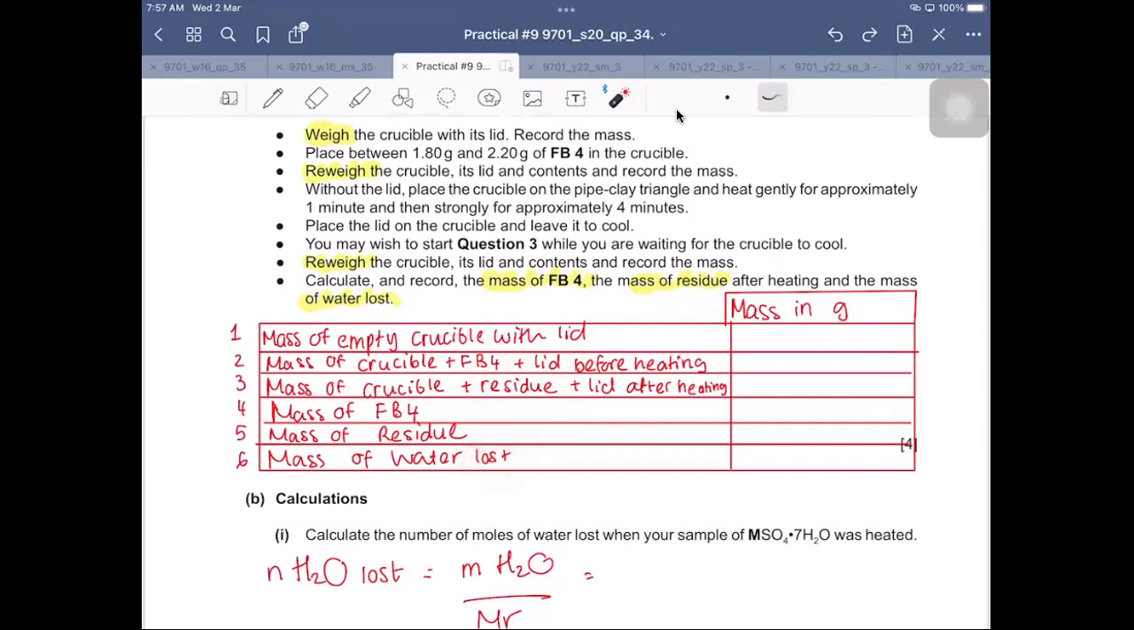Now I still have students struggling with how to find the mass of FP4, how to find the mass of residue, and how to find the mass of water loss.